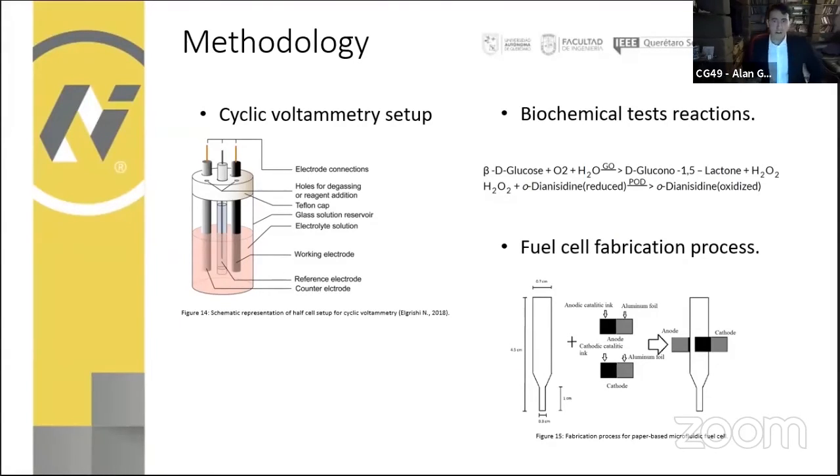For our fuel cell fabrication process, we have our filter paper sheet, Whatman number 5. We have our Toray paper, which are our electrodes. We deploy some of our anodic catalytic ink on the anode and some cathodic catalytic ink on the cathode. And then we put them together in a sandwich-like structure so that they don't have direct contact with each other, but they have direct contact with a solution that travels along the filter paper.